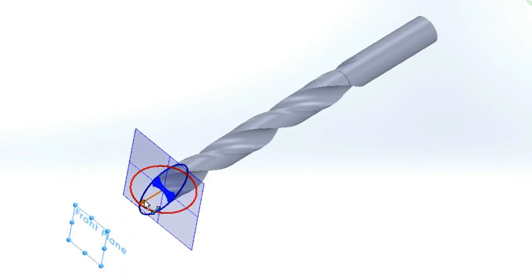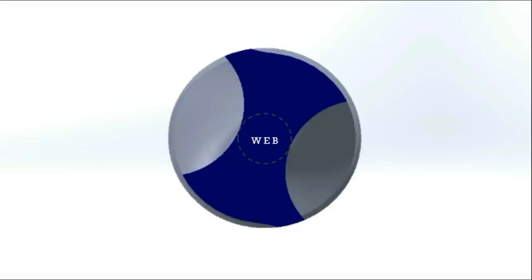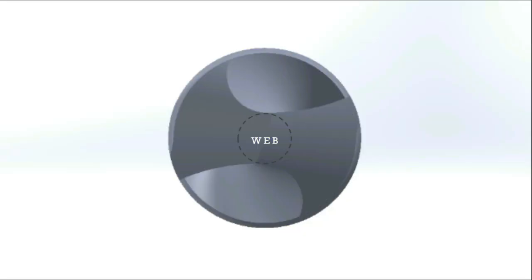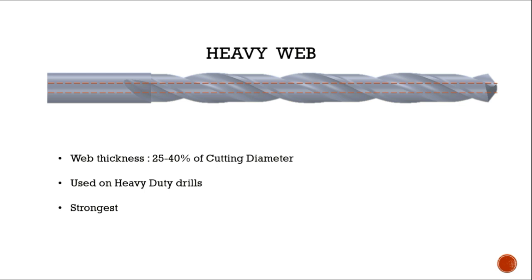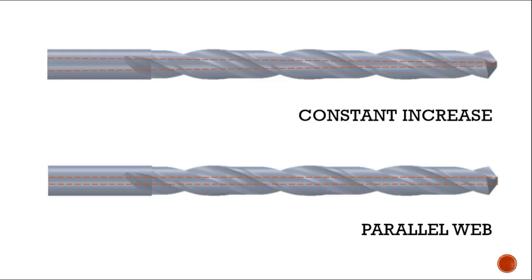The web is the solid portion of the drill bit, that is the thickness measured between the flutes. The lighter and weaker webs are 14 to 16% of the cutting diameter, while heavier webs for heavy-duty drills are up to 25 to 40%. The web is generally thinnest at the drill point and grows thicker towards the shank. However, some webs are constant throughout the length of the body.